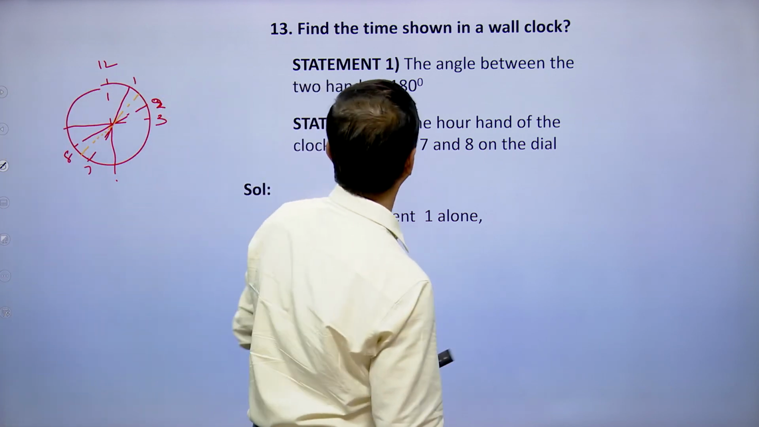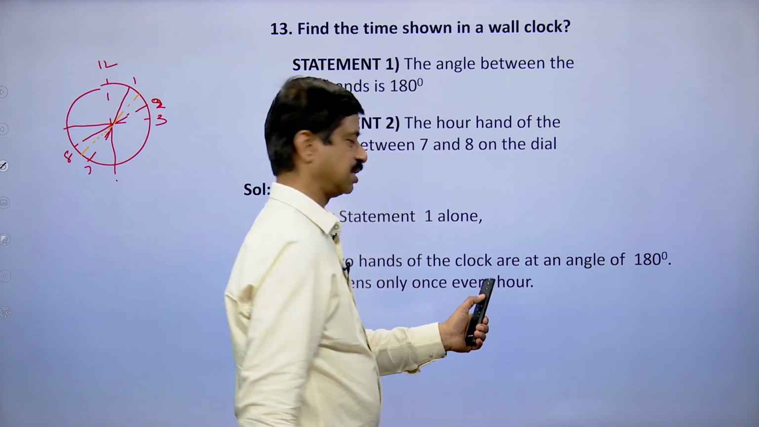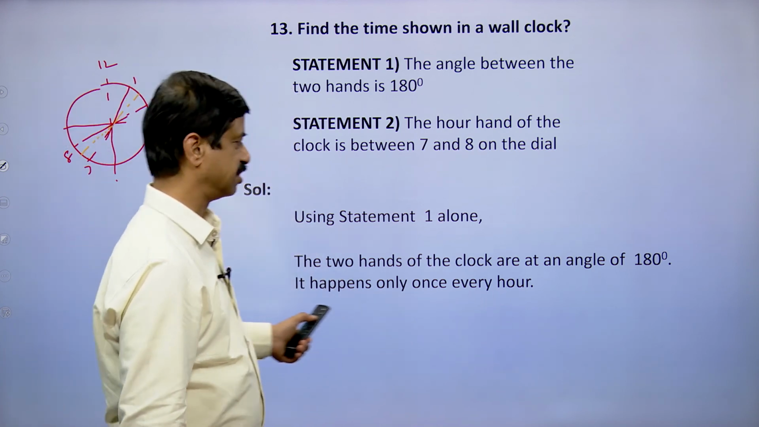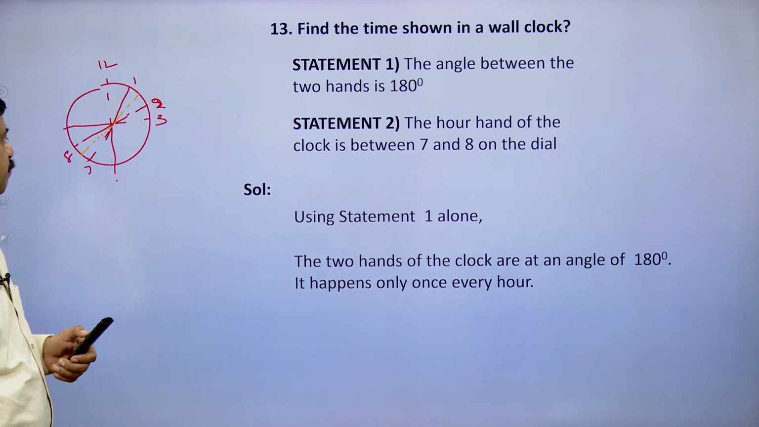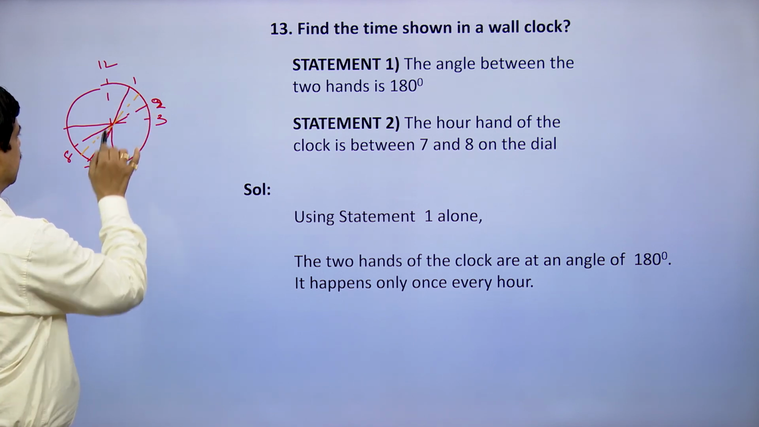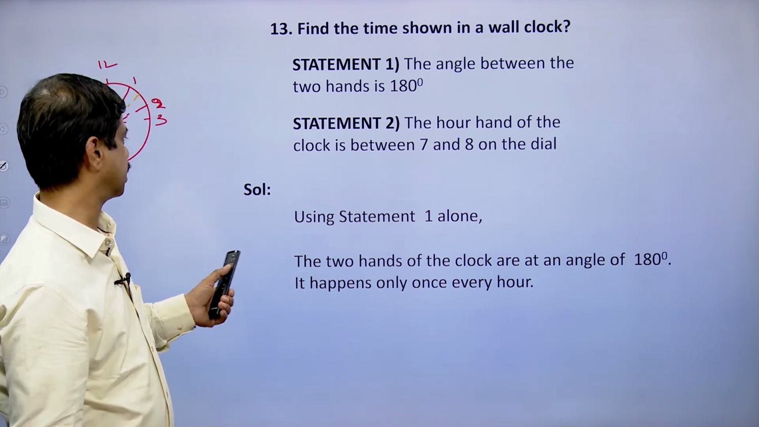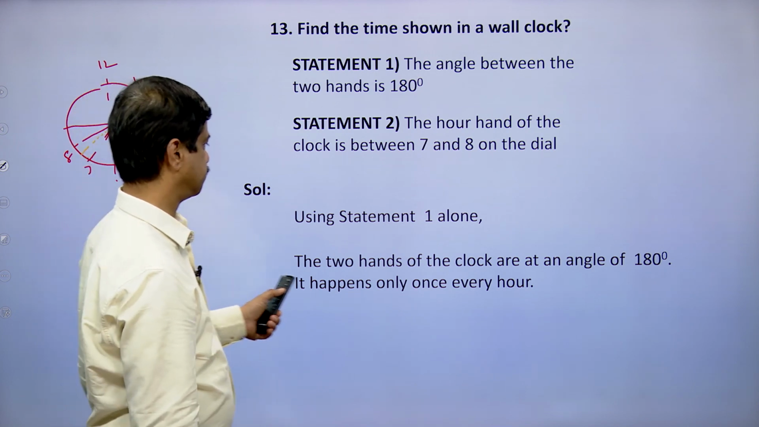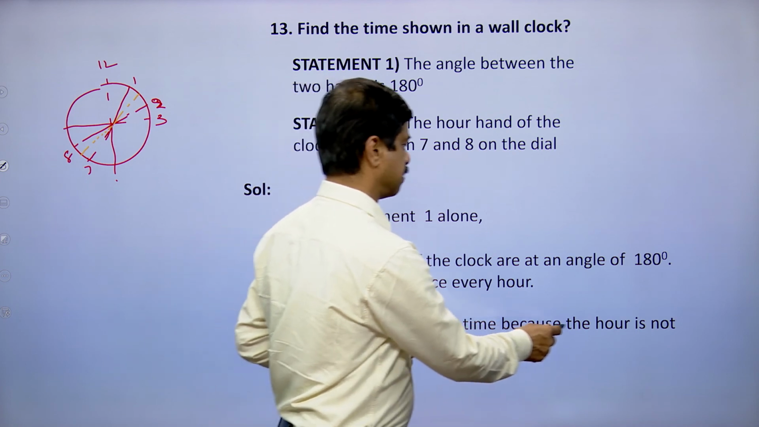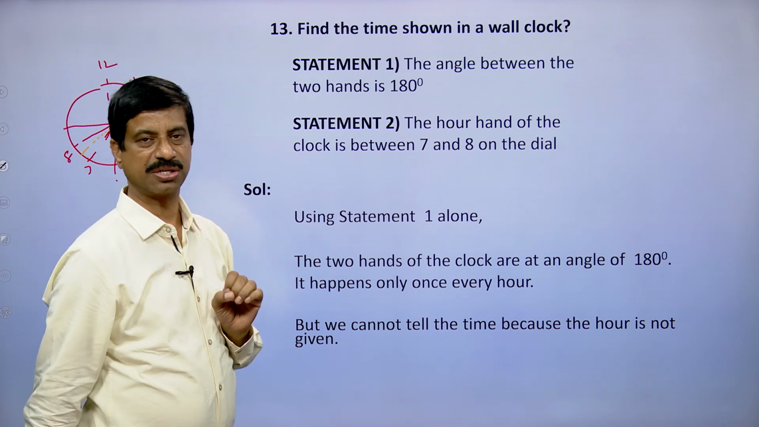So using statement 1 alone, the two hands of the clock are at 180 degrees. This happens twice, once in every hour of time. So when it is moving from here to here, somewhere in between it will have one point where they are opposite in direction. So in 24 hours, this is very, very important. But we cannot tell the time because that hour is not given. So that means statement 1 alone is not sufficient.